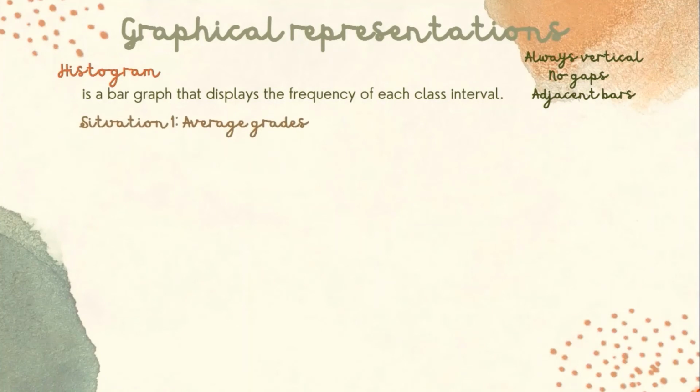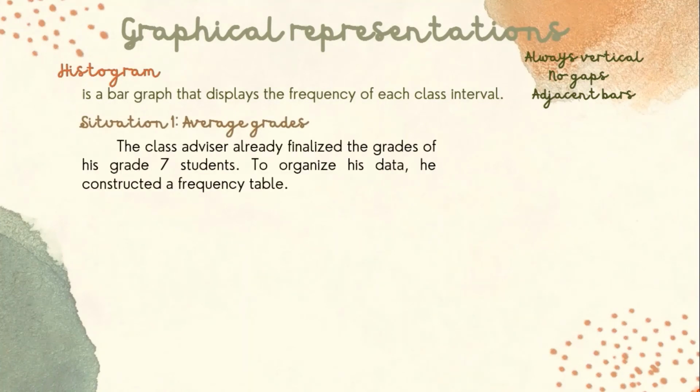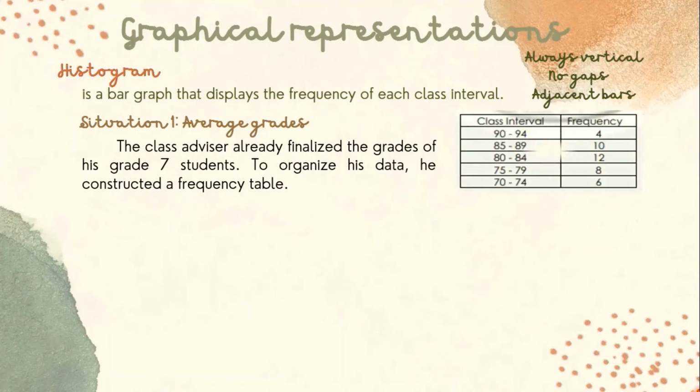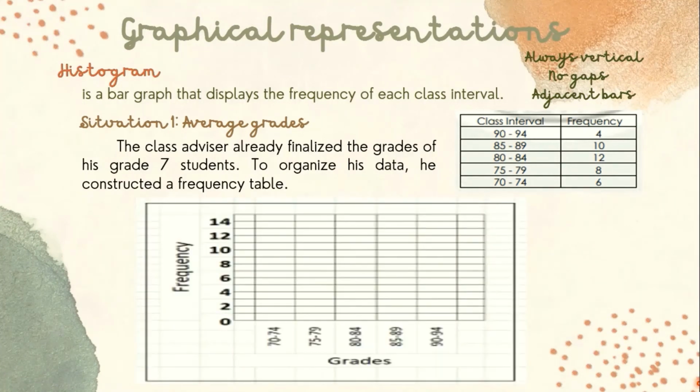Here's an example of a situation for average grades. The class advisor already finalized the grades of his grade 7 students. To organize his data, he constructed a frequency table. Ito yung kanyang organized na constructed frequency table with class interval and the frequency for each class interval. We will be creating a histogram for this frequency distribution. A histogram is a bar graph.